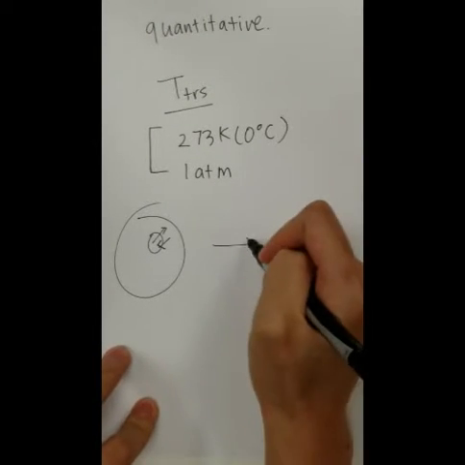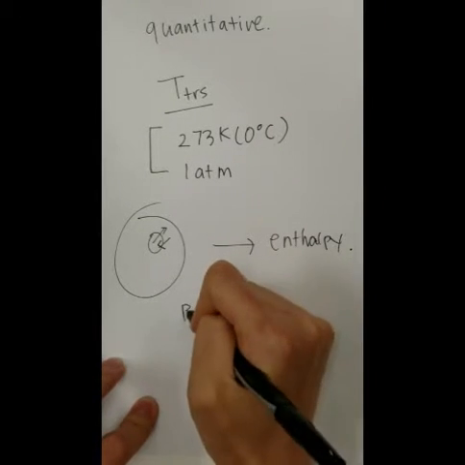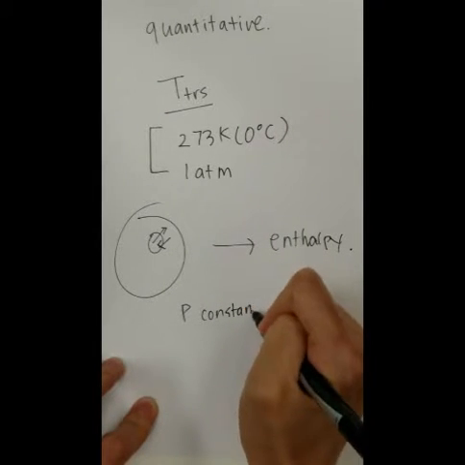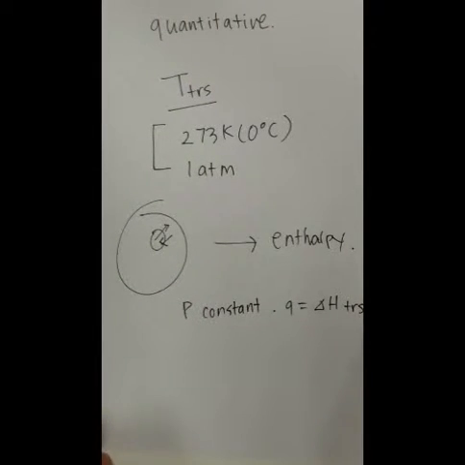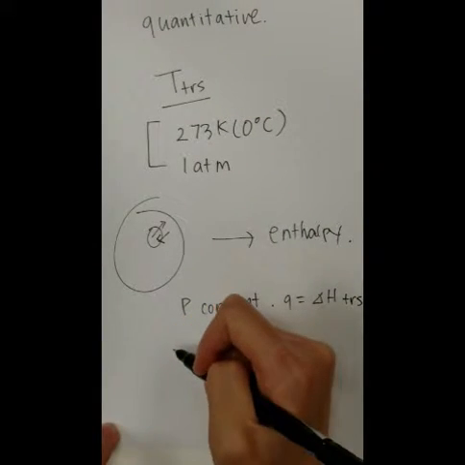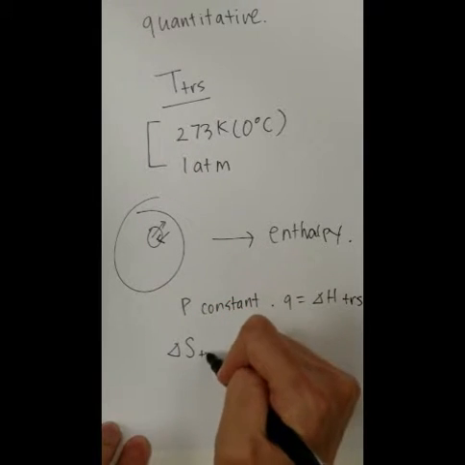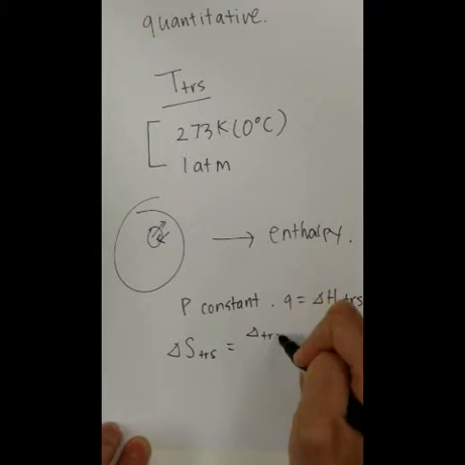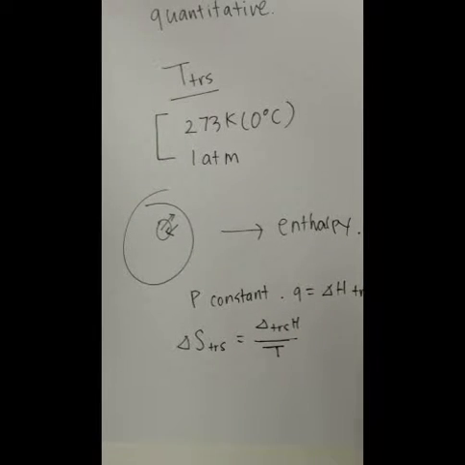Now moving on to enthalpy. At constant pressure, Q equals delta H at our normal transition temperature, which is defined as the enthalpy change accompanying the transition. In this case, the molar entropy change of the transition is given by delta S_trs equals delta H_trs over T_trs. Now we'll go into details on how this plays out with both types of reactions.